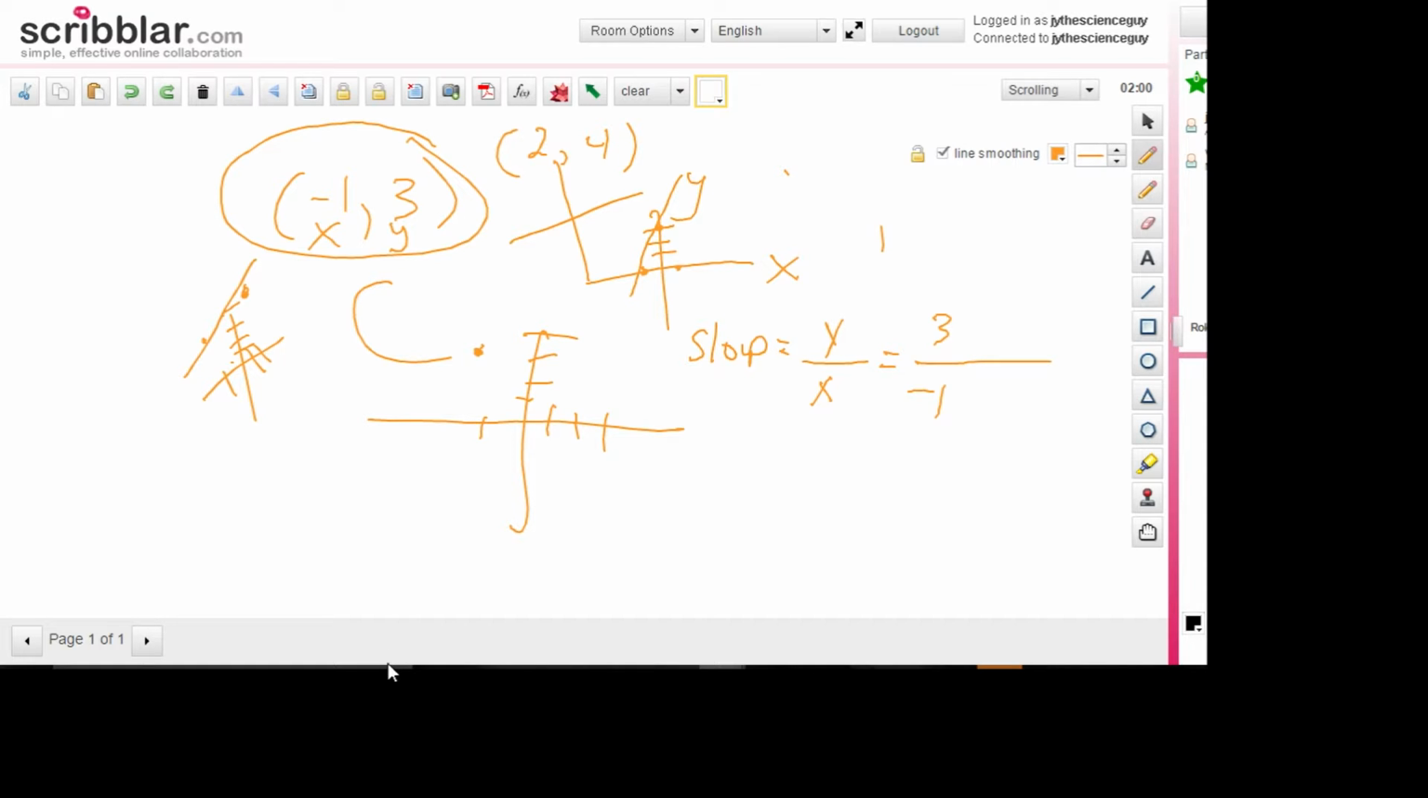Do you understand what I just did there? Yes. I'm going to take my second point and stack the y on top of the x. And then I'm going to subtract the 2 numbers from one another. That's slope. So -1 and -3, which is equal to? 1/3. Because what happens to the 2 minuses? They become a positive.